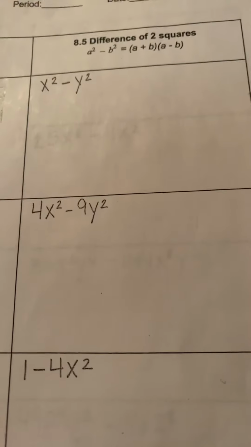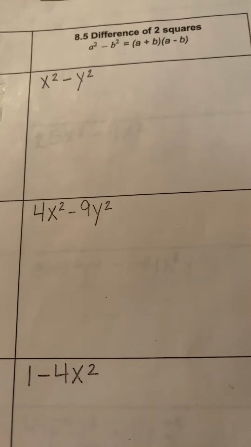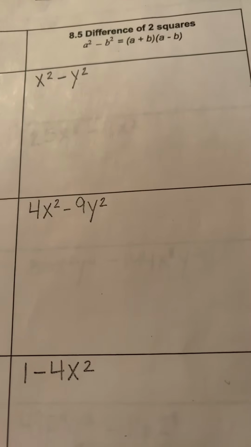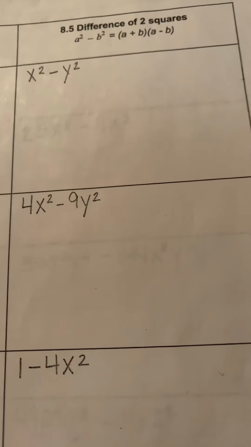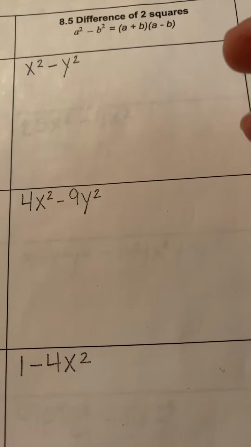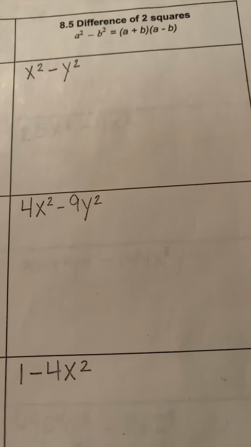So 1 is a perfect square. 2 times 2 is 4. 4 is a perfect square. 3 times 3 is 9. 9 is a perfect square. 4 times 4 is 16. So 16 is a perfect square, and so on. So that's what we're looking for when we're looking for a difference of two squares.